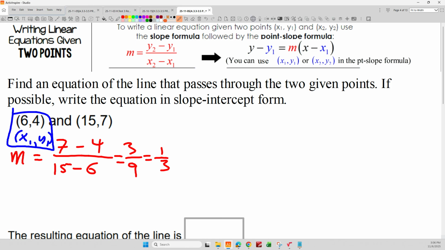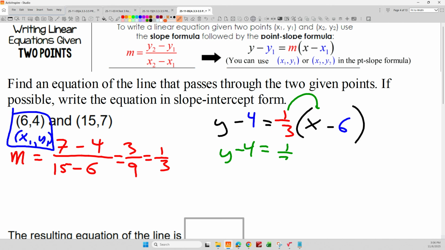And then all we have to do is just plug into our formula, right? So I'm going to get y minus what number? 4, okay? Equals what slope? 1/3 times the quantity x minus 6. And the steps from here are always the same. What do I do first? Distribute. Yeah, okay, good.